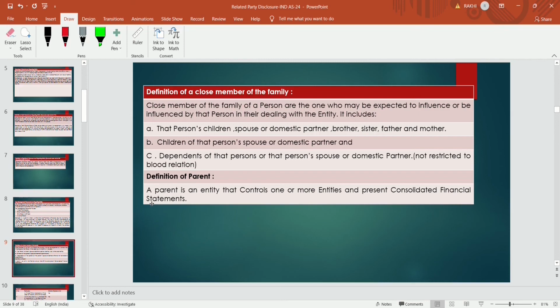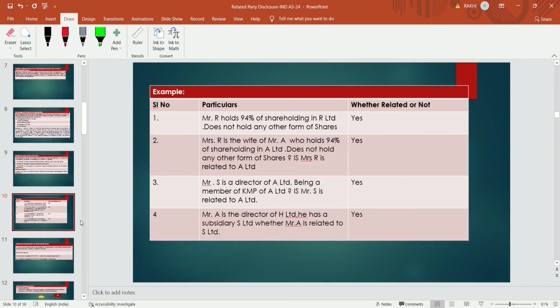This is the definition of close family members, and the definition of parent: a parent is an entity that controls one or more entities and presents consolidated financials. A company that controls a subsidiary, joint venture or associate is considered a parent company, and the parent company is required to prepare and present the consolidated financial statements. Now this is to be explained by example.